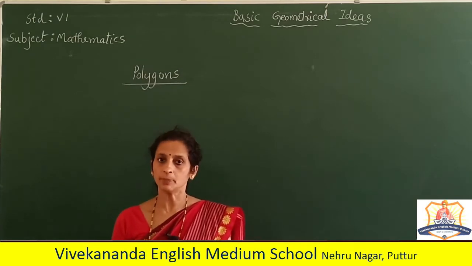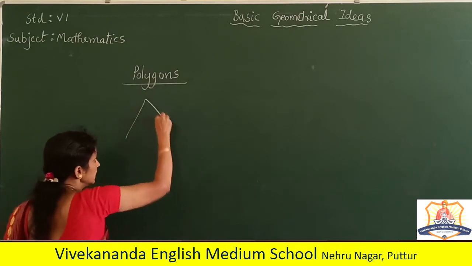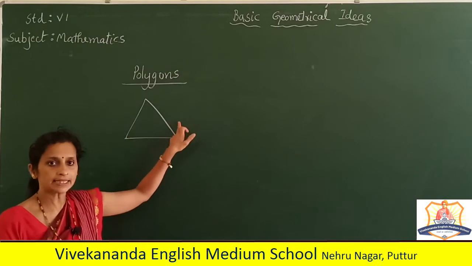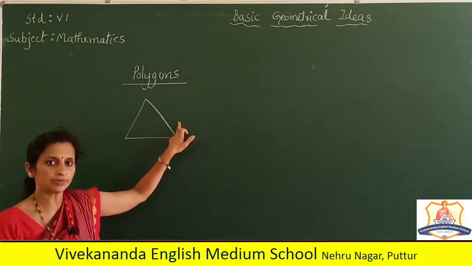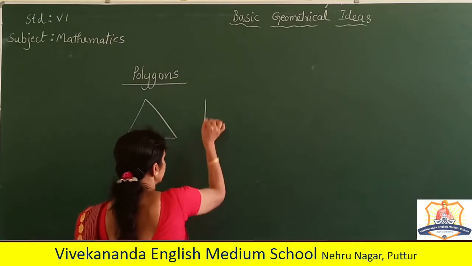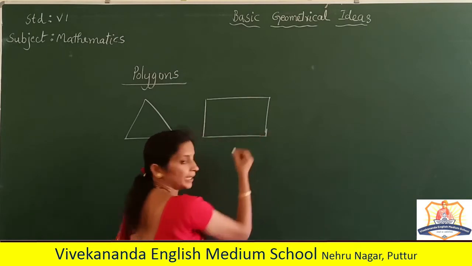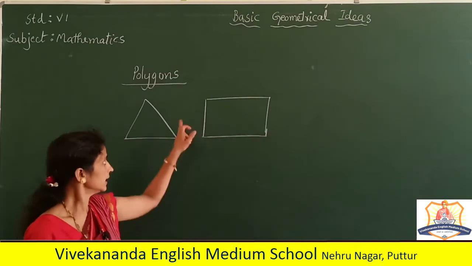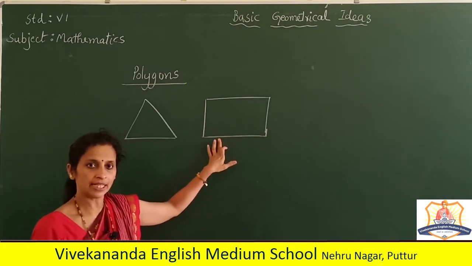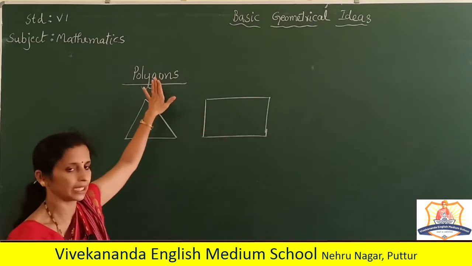Around us we can see many closed figures, and most of the figures which are closed we call polygons. If you observe here, this is a polygon which is bounded by 3 sides, and we call this one a triangle. Here there is another figure which is bounded by how many sides? Here there are 4 sides and we call this a rectangle, and it is also a polygon.